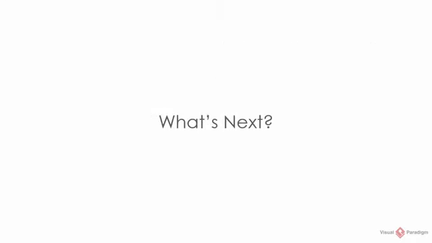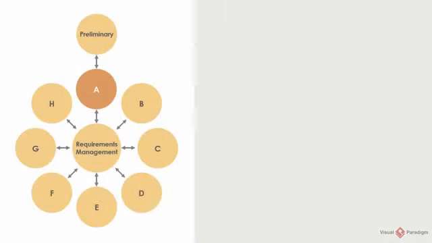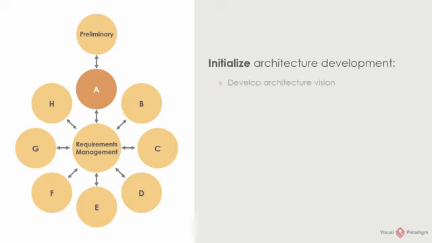So we can now move on to the next phase, phase A. The primary goal of phase A is to initialize the architecture development. You will identify the stakeholders involved in the architecture, and you define the architecture vision.